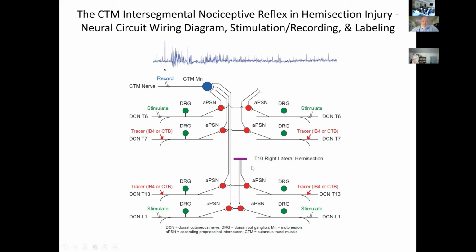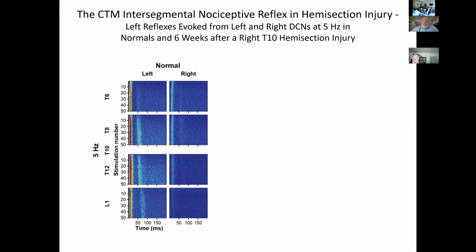So here's the experiment. We do a right T10 lateral hemisection, and we can label at T7 and T13, both above and below this injury on both the injured and uninjured side. And we can stimulate all the dorsal cutaneous nerves on both sides and record this neurogram and see what happens. Now, we did this injury and then let the animals go 6 weeks. This is the size of the reflexes before the injury.